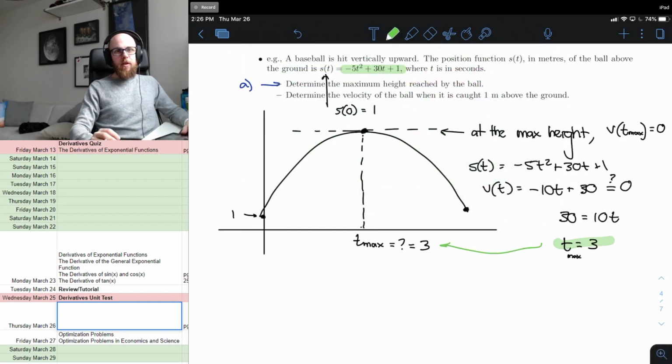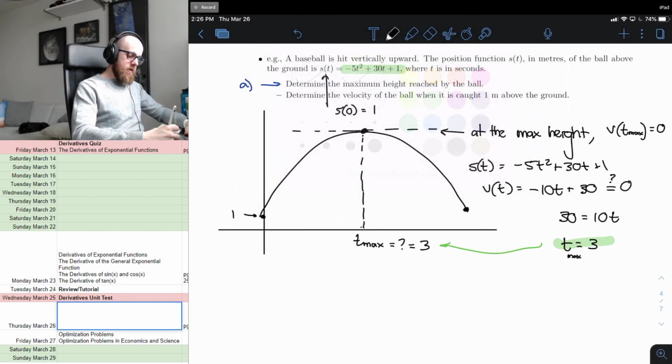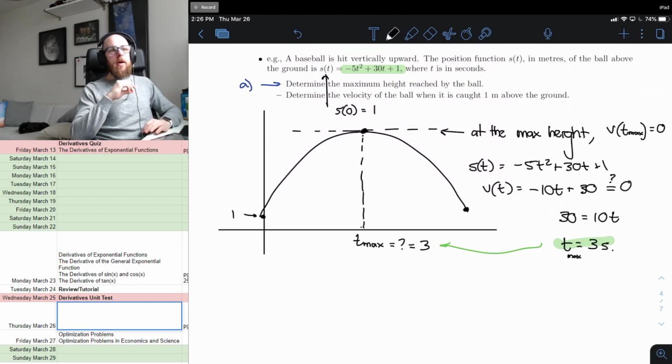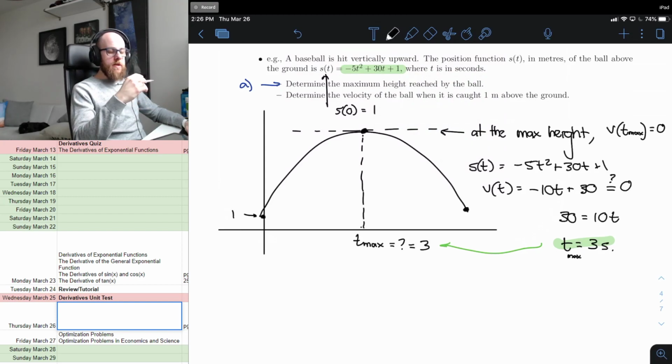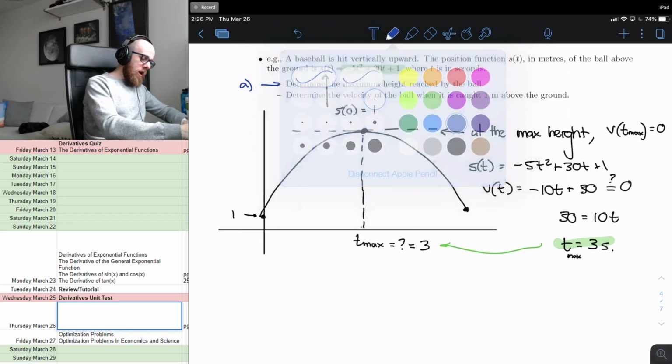So that's cool, I'm able to find the maximum height. I should probably include some units here: 3 seconds. Now, you had definitely done some of these questions in grade 11 or grade 12 physics, using your kinematics formulas, and the questions would probably have been a bit harder than this. It becomes a lot easier when you're able to use calculus to do these physics problems, for sure. Okay, so that's part A done.